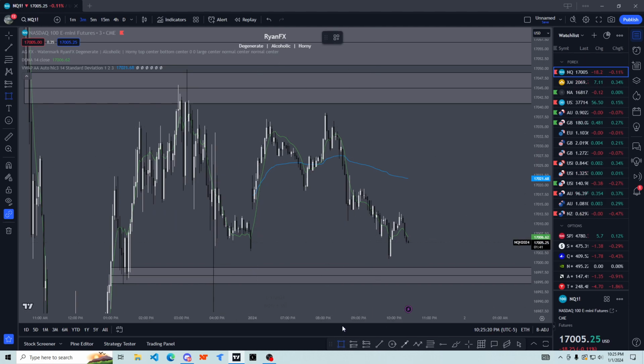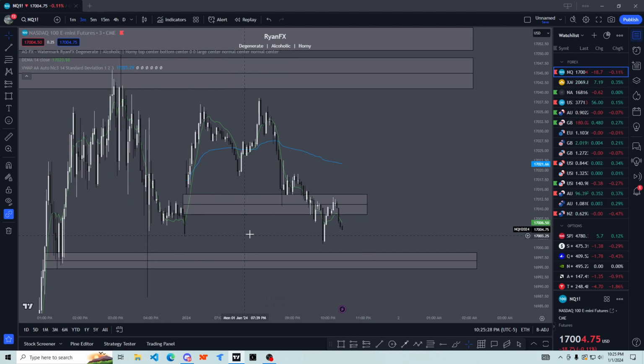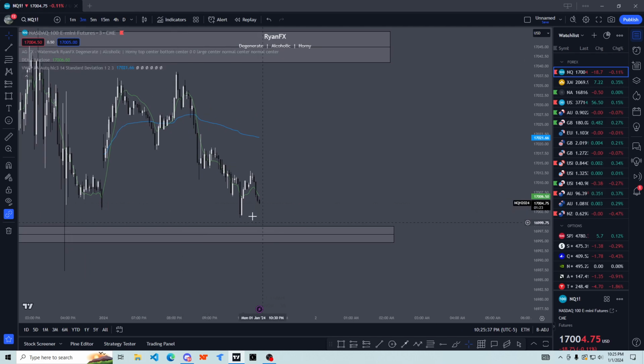And again, keep this in mind, gaps love to be filled. They love to be filled. Not 100% of the time they get filled, but they love to be filled. And in this case, it did get filled. You can see we pushed up and then came down to fill the gap, and now the gap has been filled. So let's see if we can come down to the support level. Then it'd be a little bit interesting.